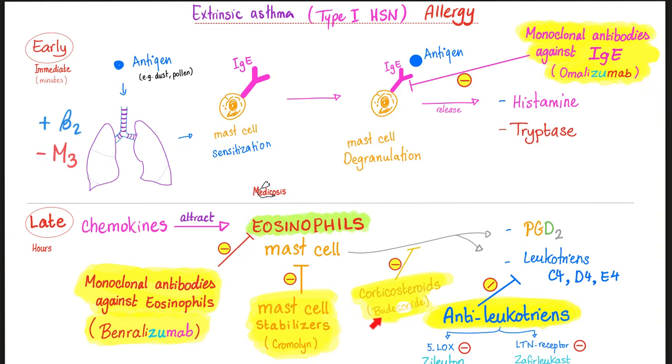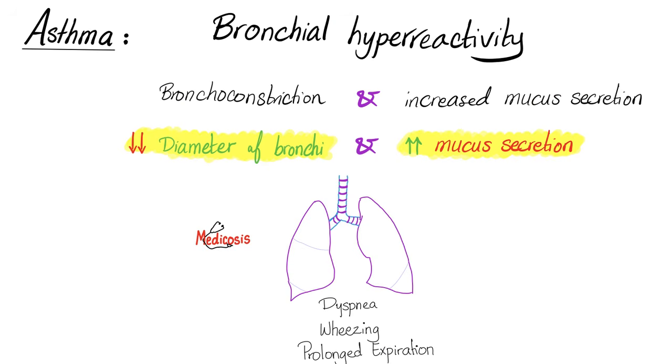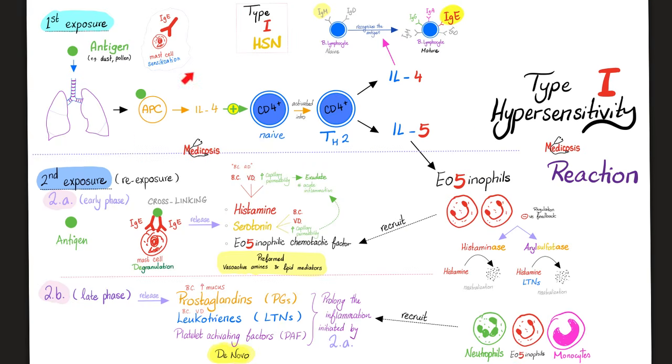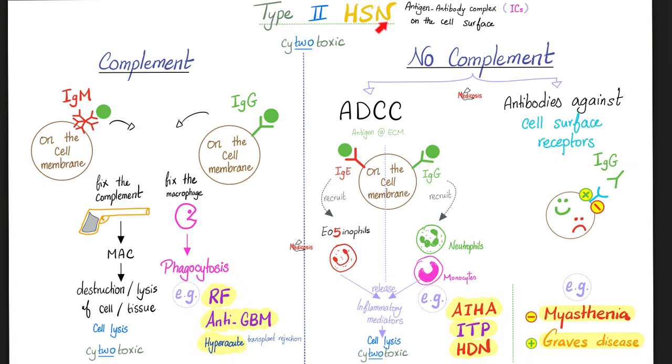Inhaled corticosteroids include budesonide and fluticasone. The anti-leukotrienes, you have the LOX inhibitor zileuton, leukotriene receptor antagonist zafirlukast. The mast cell stabilizer is cromolyn. The monoclonal antibody against eosinophil is benralizumab. Against IgE is omalizumab. And don't forget your beta-2 agonists, muscarinic antagonists. Asthma has 2 things, decreased diameter of the bronchi, bronchoconstriction, and increased bronchial secretion. And this is type 1 hypersensitivity reaction. So type 1, what do we have? We have asthma.